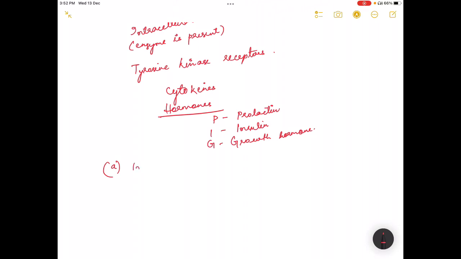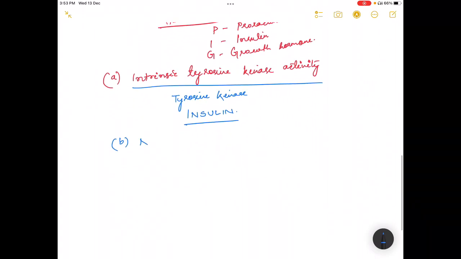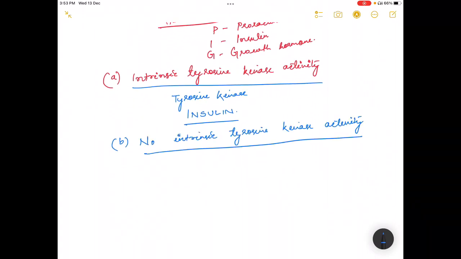So first, coming to the receptor with intrinsic tyrosine kinase activity. So the receptor itself has an enzyme tyrosine kinase. Example of this receptor is insulin receptor. Second is no intrinsic tyrosine kinase activity. So in this receptor, what will happen? There will be no tyrosine kinase. The tyrosine kinase enzyme is not present on the receptor.